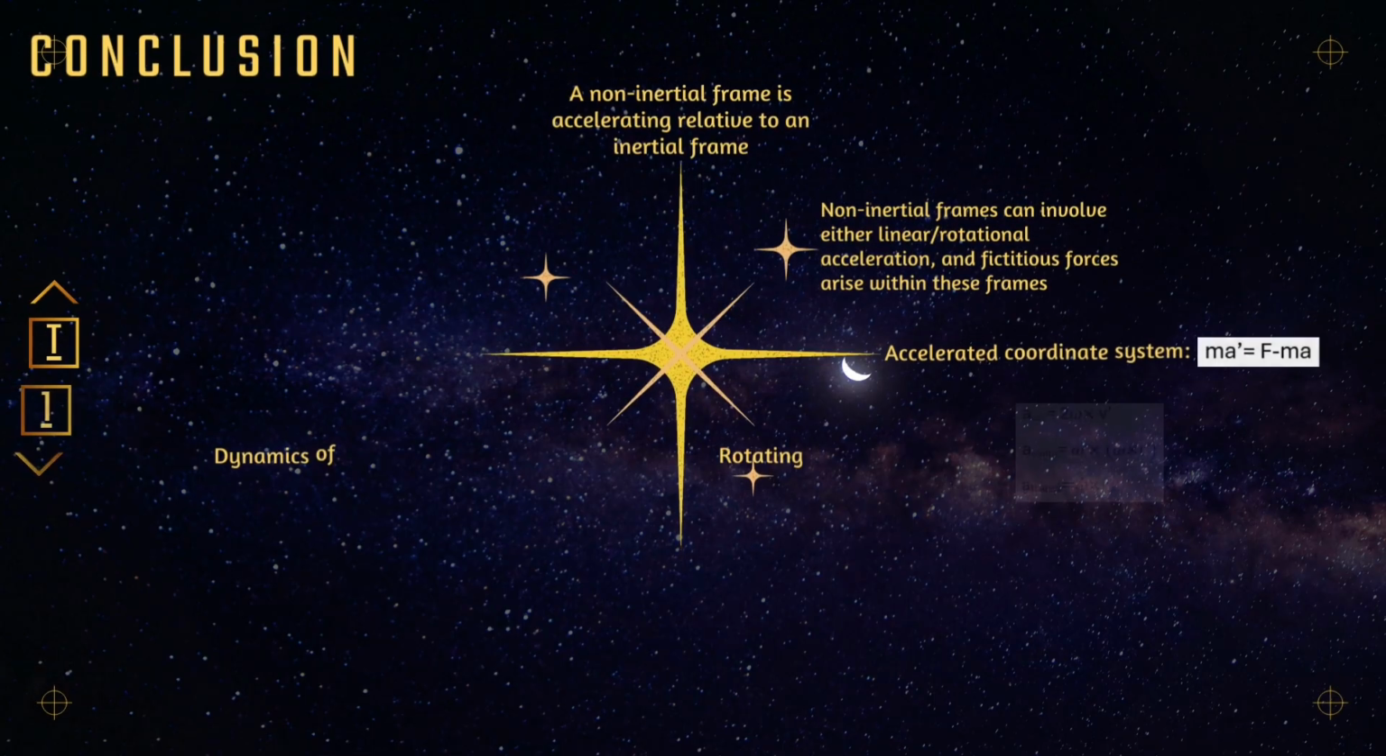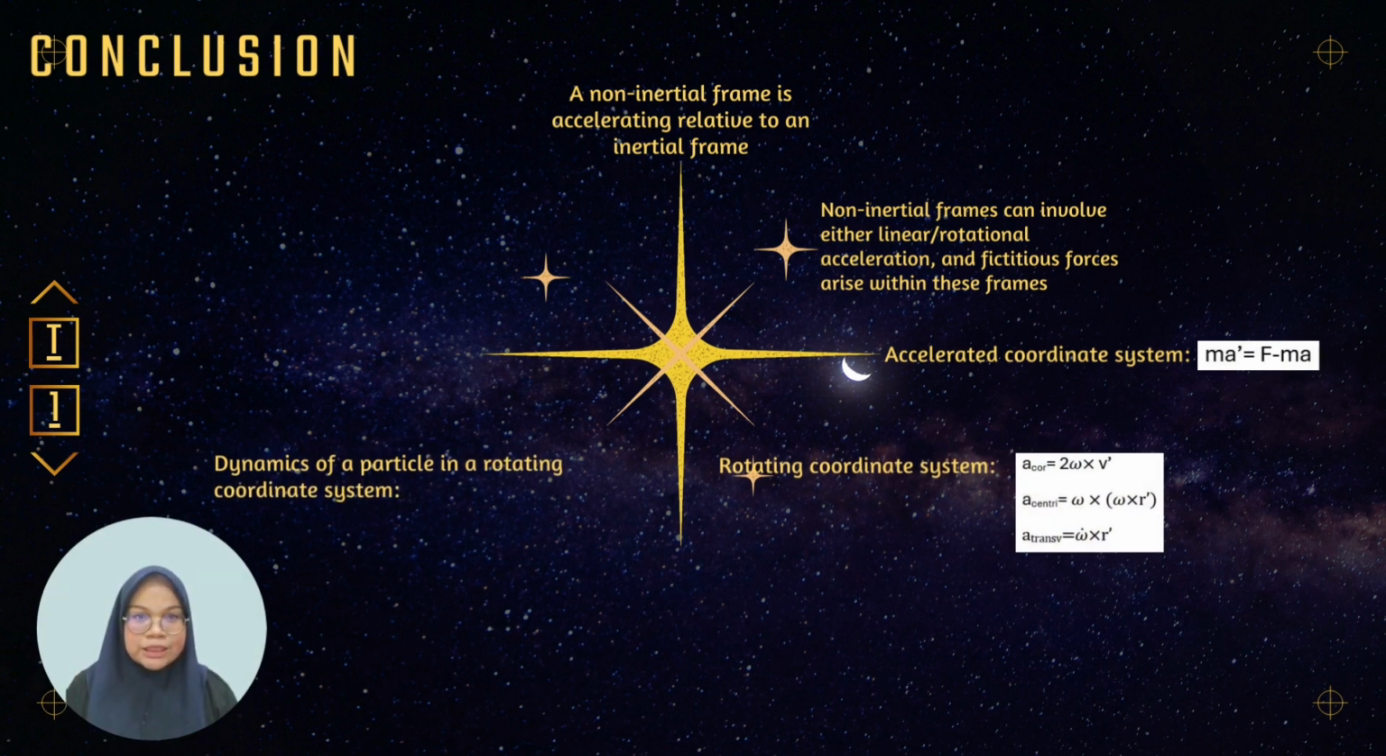For conclusion, this is what we can conclude from chapter 4. A non-inertial frame is accelerating relative to an inertial frame. A non-inertial frame can involve either linear or rotational acceleration, and fictitious forces arise within these frames. There are three subtopics under this chapter, which are accelerated coordinate system, rotating coordinate system, and dynamics of a particle in a rotating coordinate system.